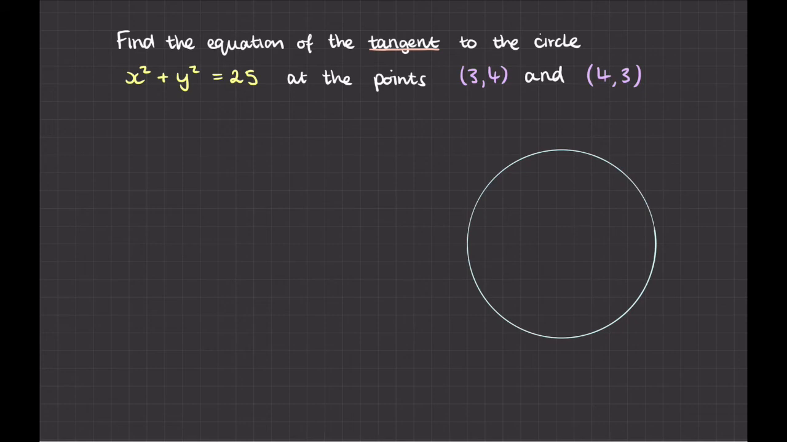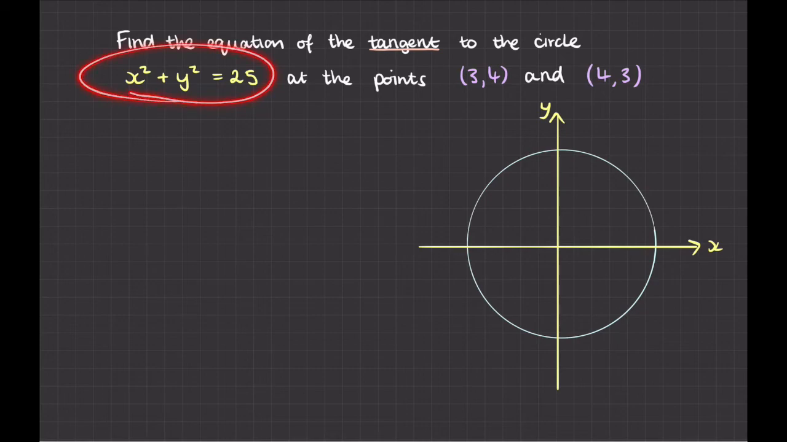So here's my circle. Let's add some axes. Okay, x and y. And what's the radius going to be? Well, if this circle has an equation x squared plus y squared equals 25, then the radius is going to be the square root of 25. So I actually know that this crosses the axes here at 5.